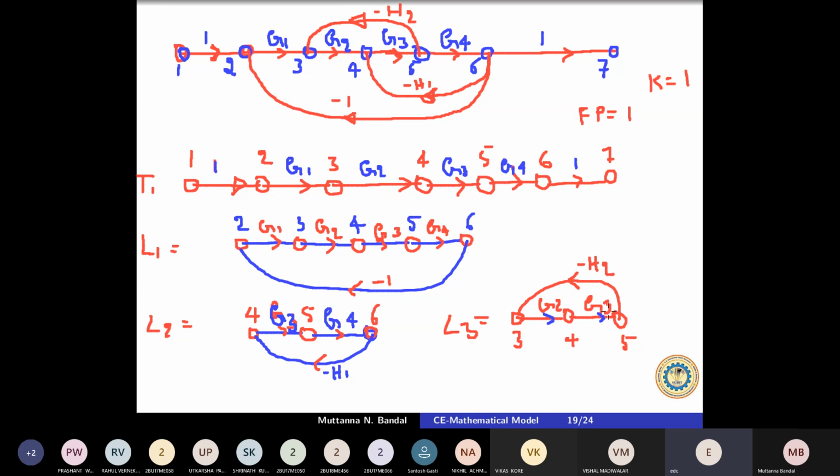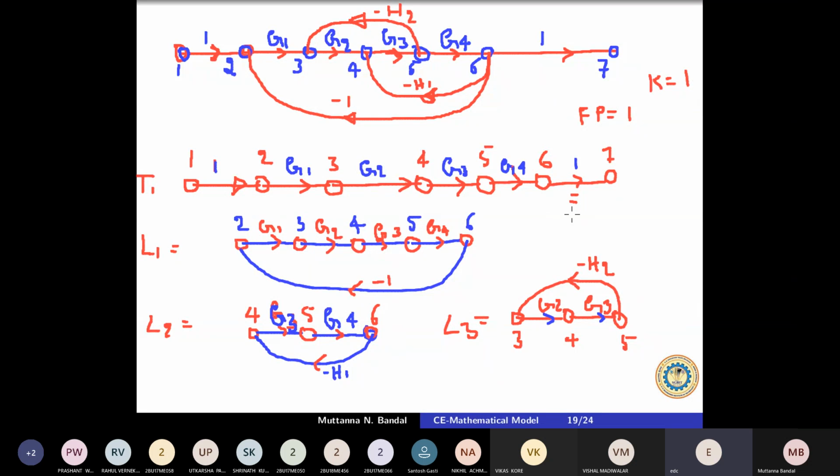Any doubts in representing these things? Hello? Anybody having any doubts in writing the forward path and the loops? No, sir. Okay. So you are clear with how to write the forward path and the loops. Okay. So if I refer back, let me take the snapshot of this one. I will take off this. Before that, you take the note of this.